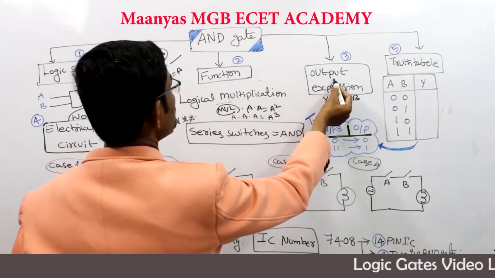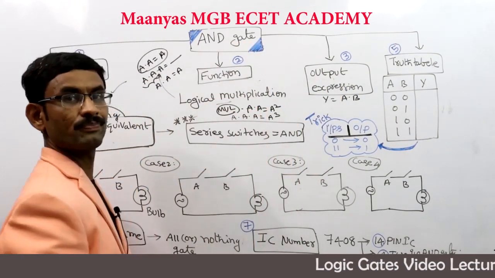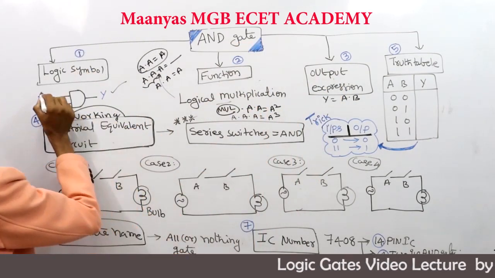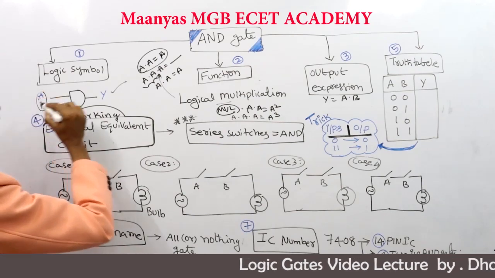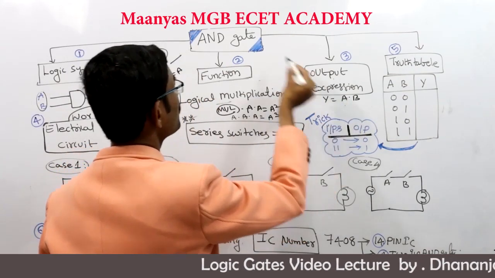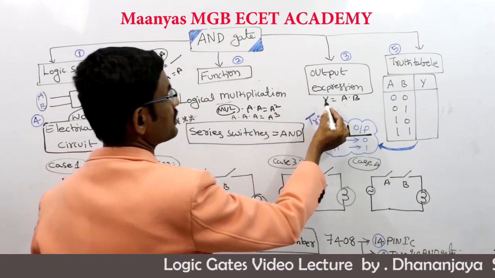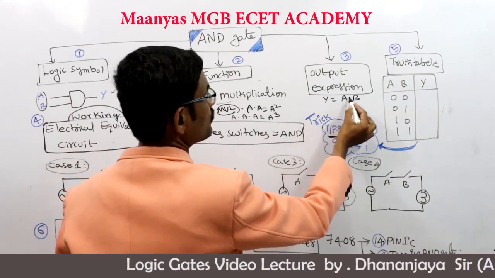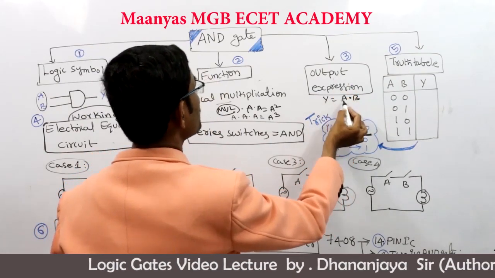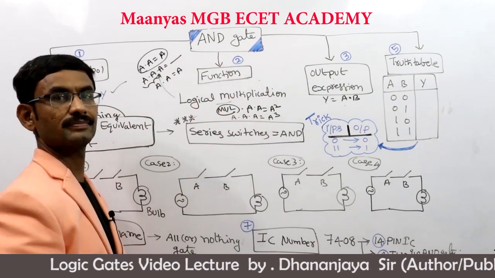What is the output expression of the AND gate? By multiplying the two inputs, we get the output expression of the AND gate. Simply remember, Y is equal to A into B is the output expression of the AND gate.